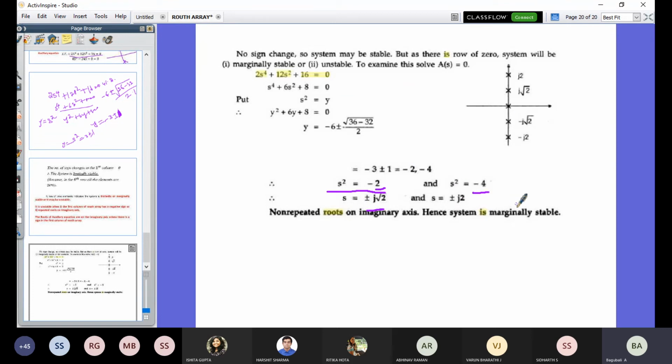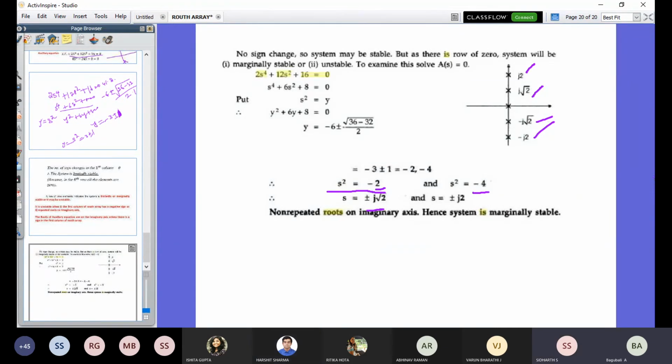Any doubt? So where are the roots located then? S is equal to plus or minus j2, and s is equal to plus or minus j root 2. What about the system stability then?